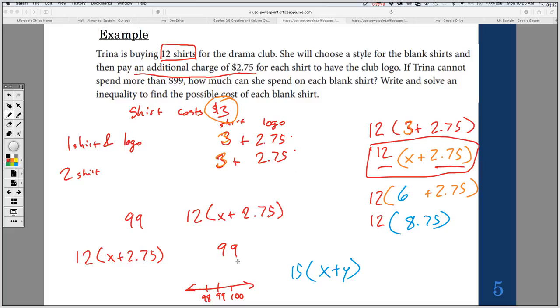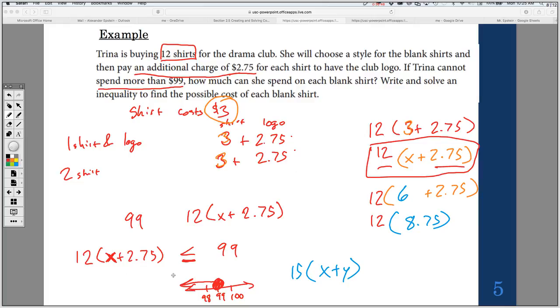So let's go to it. It says cannot spend more than 99. So it looks like I can spend 99, so I'm going to shade this in and point to the left. Now that I have the variable on the left side, I can go ahead and put less than here and equal because we shaded it in. At this point, we can just solve for x and we'll know how much I can spend on a shirt at most to still be under $99. Go ahead and solve for x on this.